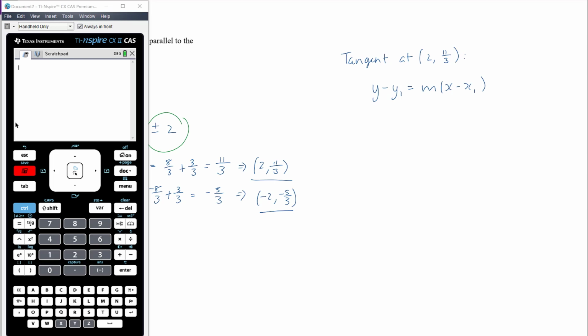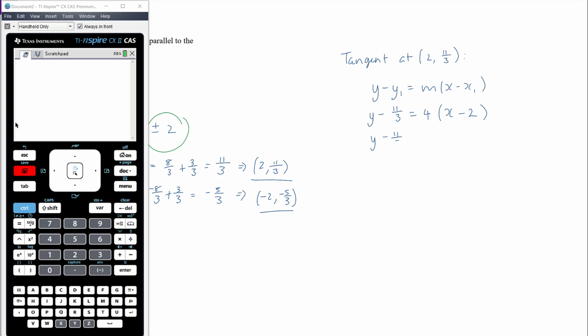I would only use y equals mx plus c if the point that I have is a y-intercept, because then I can write down the equation straight away. Otherwise, I like that this enables me to put all the information directly into the equation. So this is the y coordinate of the point equals the gradient, which is 4, times x minus the x coordinate of the point, and then it's just about expanding out and making y the subject.